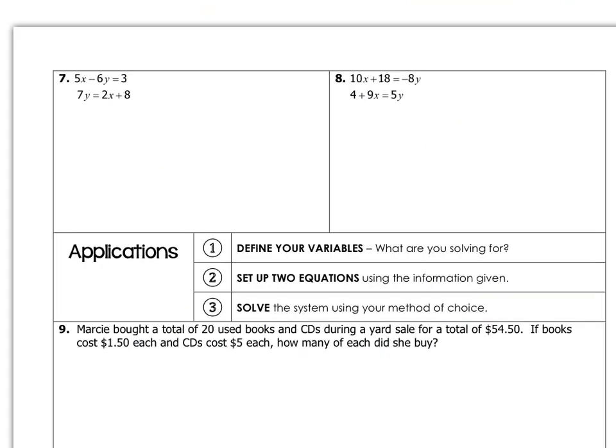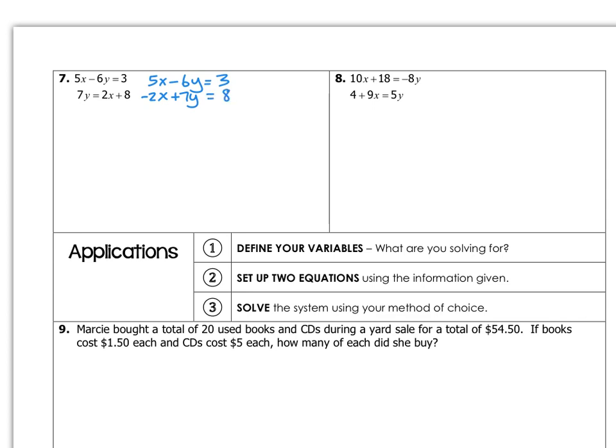Okay, so on number 7, let's see. Notice that they're not lined up. We got the equal signs in the wrong spots and everything, so they're not matching. So let's line them up. The first one actually would stay the same because it's in standard form. But notice the second one, to get it in standard form, I need to subtract that 2x on both sides.